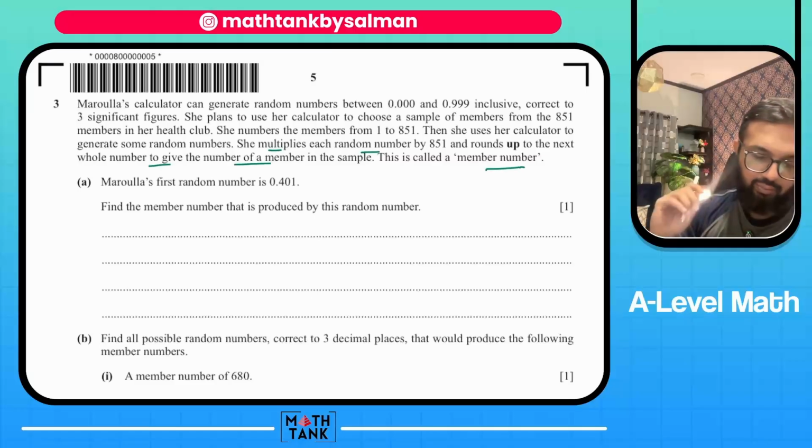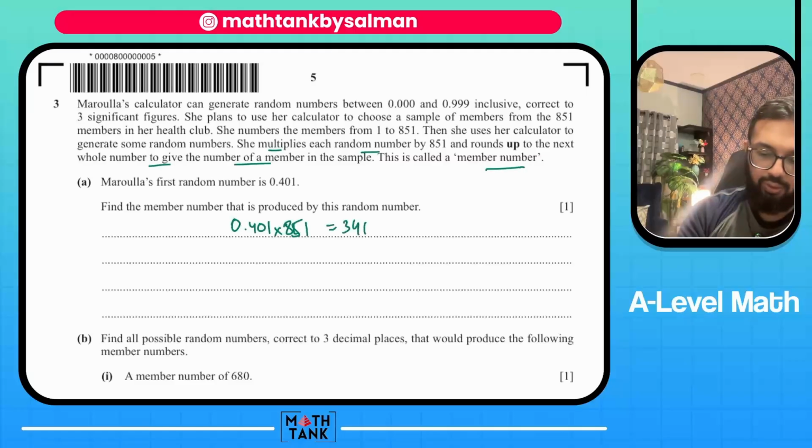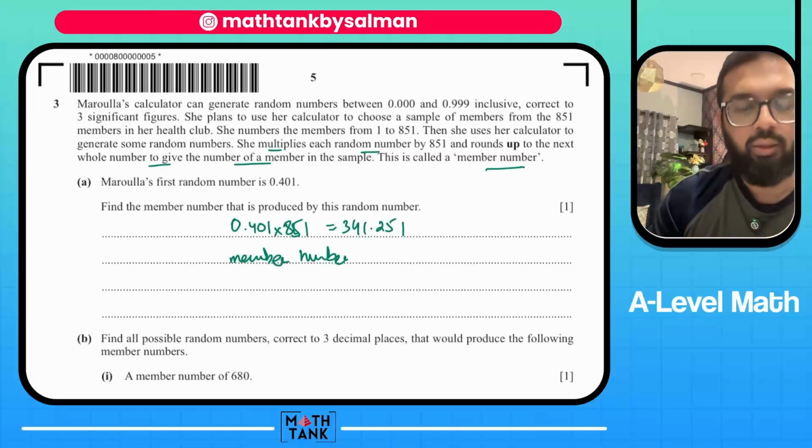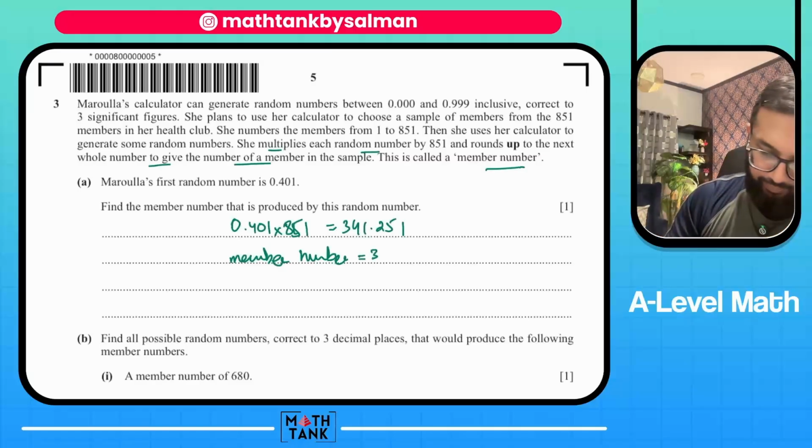Her first random number is 0.401. Find the member number that is produced. 0.401 times 851. So that's 341.251. She rounds up to the next whole number. So the member number has to be 342.